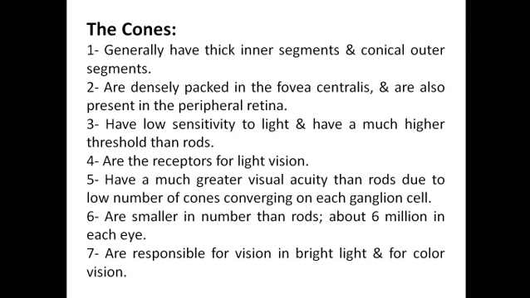Cones have a thicker inner segment and a shorter, conical outer segment. They are densely packed at the fovea centralis and also present in the peripheral retina. They have low sensitivity to light, with a higher threshold, and are the receptors for light vision in brighter light. They also have much greater visual acuity than the rods due to the low number of cones converging on each ganglion cell. They are smaller in number, 6 million, whereas the rods were 120 million, and are responsible for colored vision.